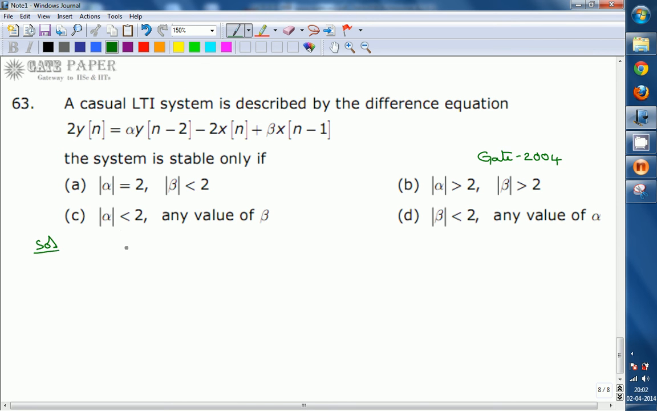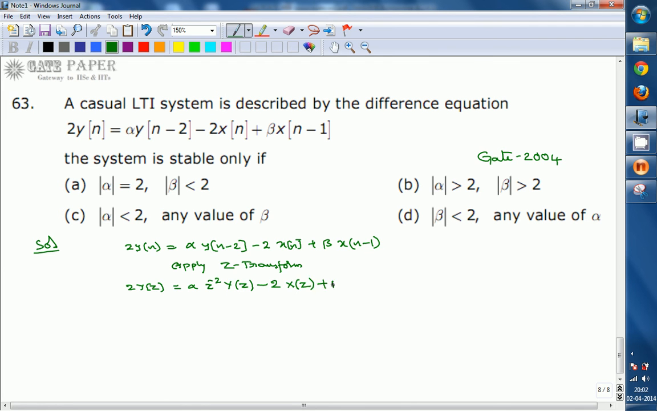Given the difference equation 2y of n equals alpha y of n minus 2 minus 2x of n plus beta x of n minus 1. So we will find the solution by applying the Z transform. Then we get 2Y of z equals alpha, by the time shifting property, z power minus 2 Y of z, minus 2X of z plus beta, here also by the time shifting property, z power minus 1 into X of z.